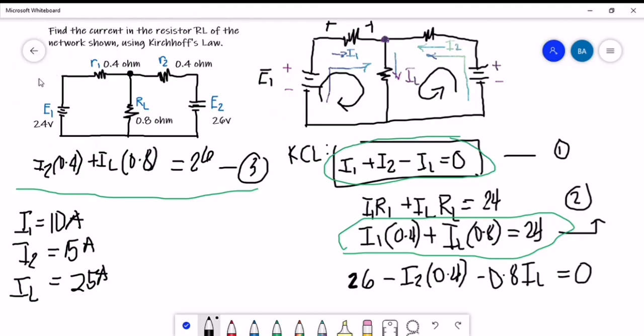There is also the Maxwell mesh method, which you can encounter in your DC Circuit 1 next semester. And then we have the nodal method, superposition theorem, and etc. So again, overall, this is our final answer.